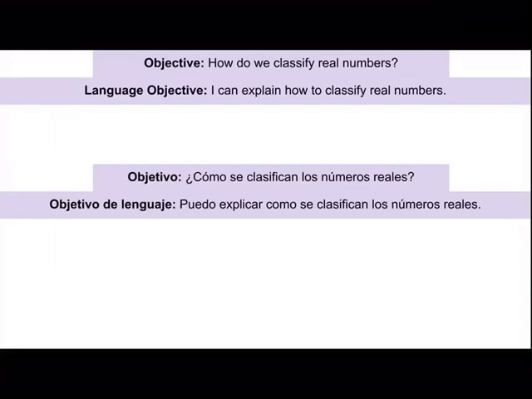Good morning. Today's objective is, how do we classify real numbers? The language objective is, I can explain how to classify real numbers.